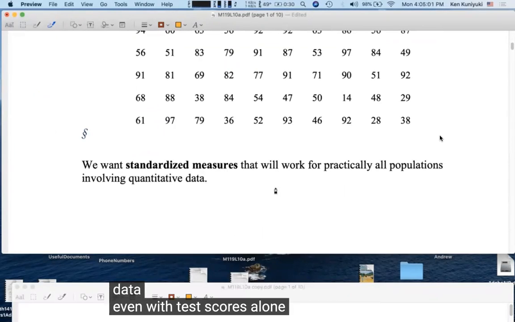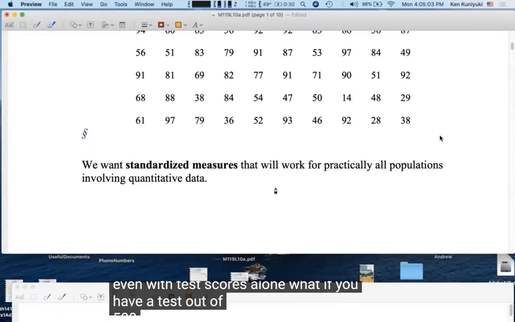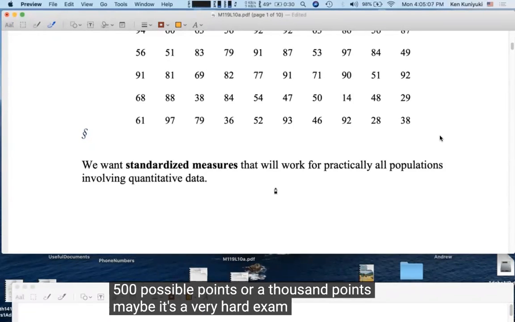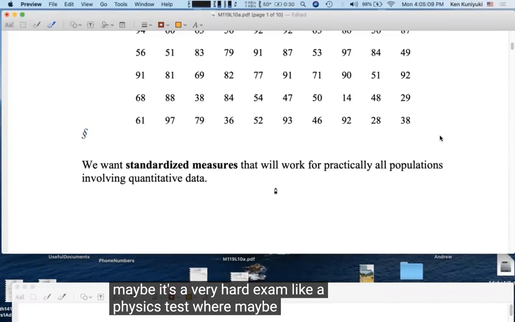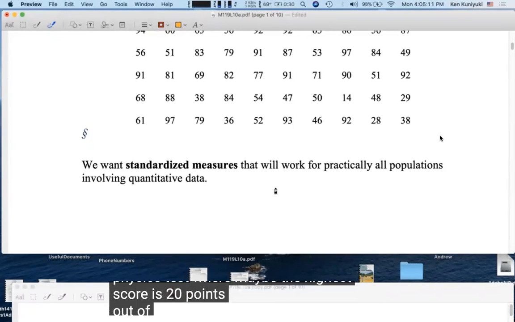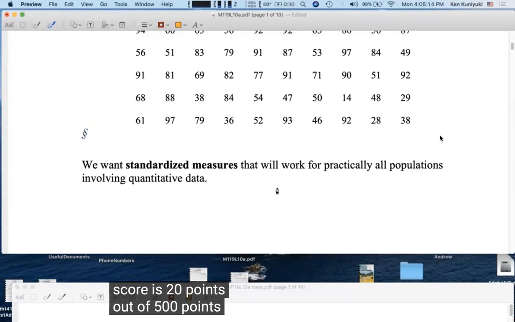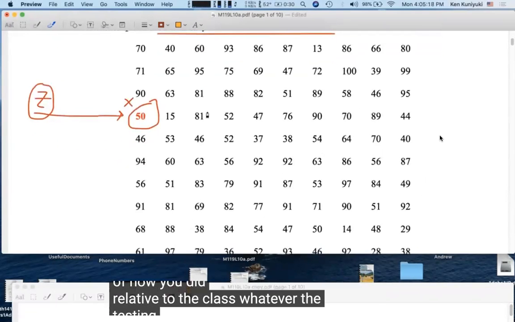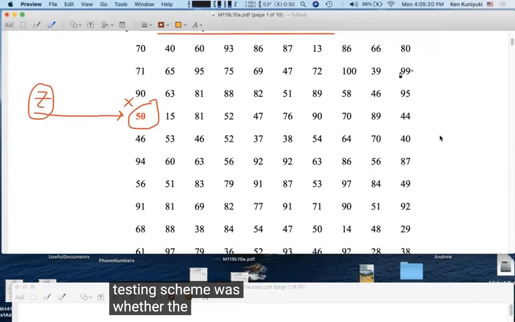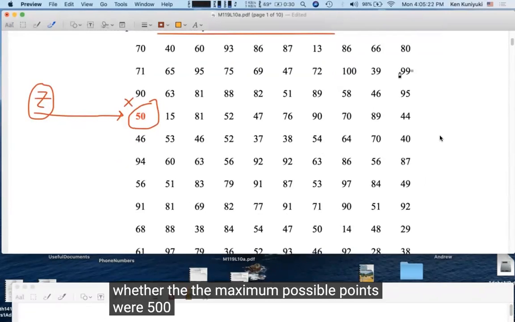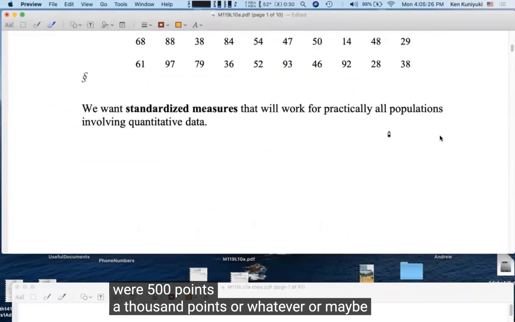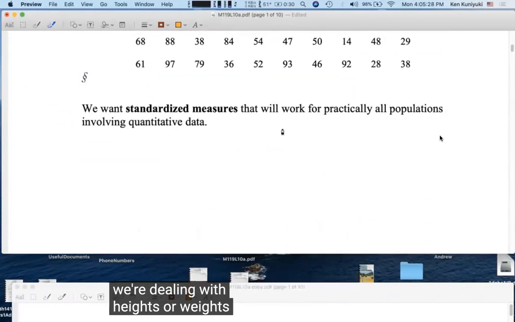Even with test scores alone, what if you have a test out of 500 possible points or 1,000 points? Maybe it's a very hard exam, like a physics test, where maybe the highest score is 20 points out of 500 points. So let's get a measure of how you did relative to the class, whatever the testing scheme was, whether the maximum possible points were 500 points, 1,000 points, or whatever. Or maybe we're dealing with heights or weights or IQ scores.